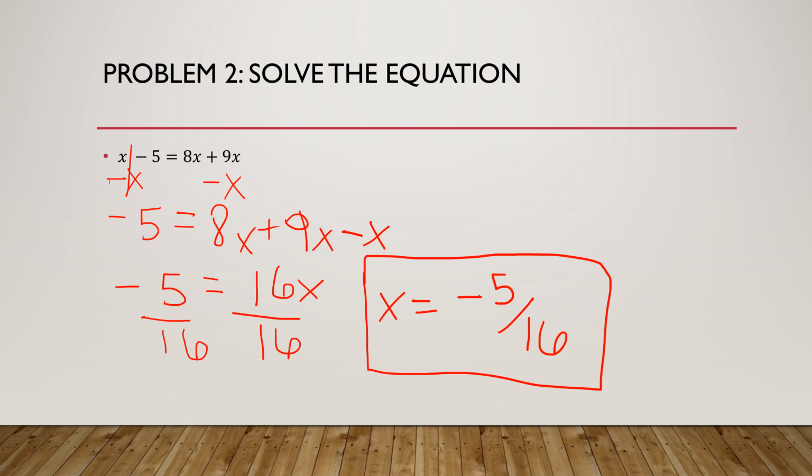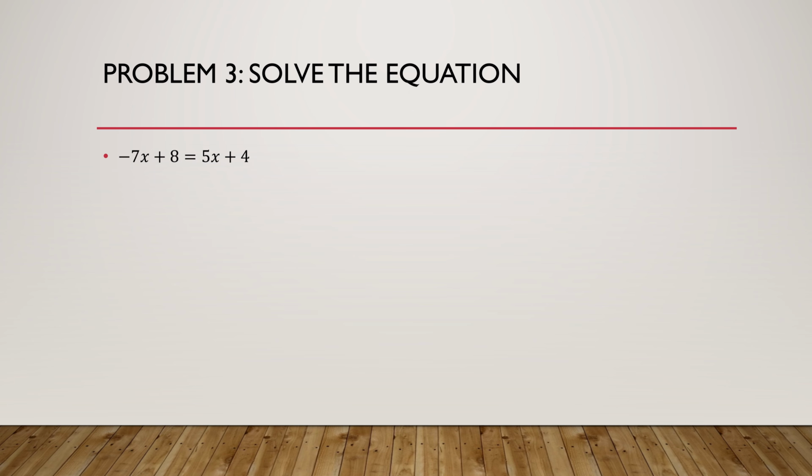All right, let's move on to the next problem. All right, guys, so the last problem, we have negative 7x plus 8 equals 5x plus 4. So what do we need to do? Can you figure it out? Well, if you said that we need to get the coefficients on one side and the constants on the other side, then you are correct. So let's add 7x to both sides so we can cancel out the 7x and get 8 by itself.